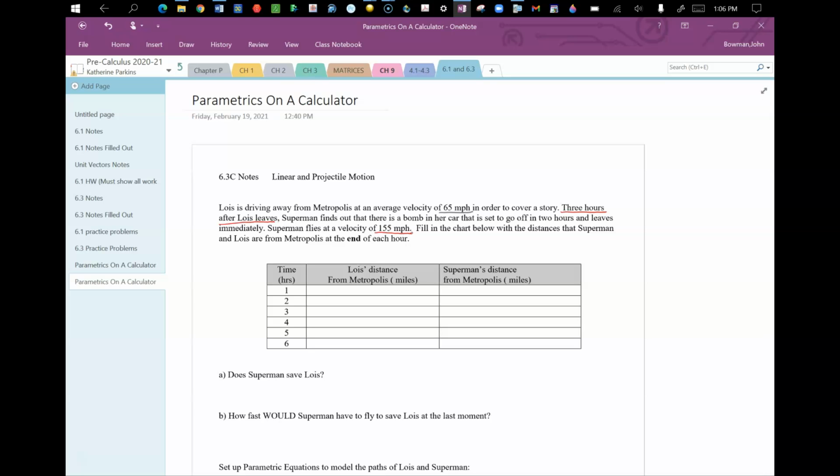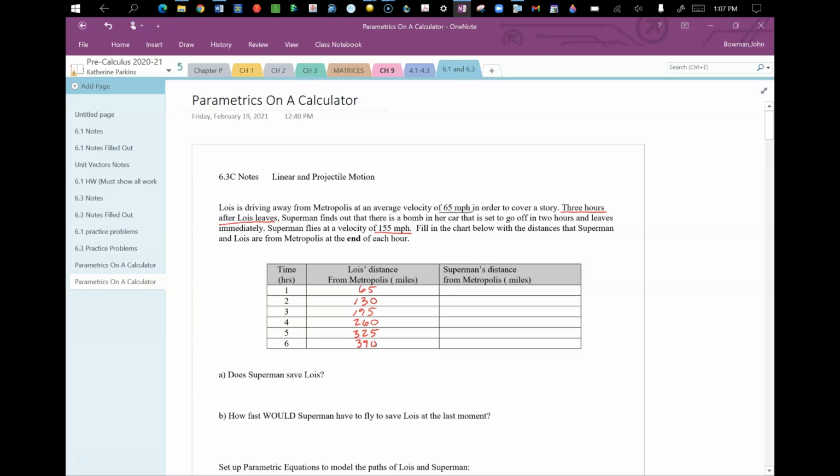end of each hour. So Lois, who is driving a constant 65 miles per hour, is 65 miles from Metropolis after 1 hour. She is 130 miles after 2 hours, 195 miles after 3 hours, 260 miles after 4 hours, 325 miles after 5 hours, and 390 miles after 6 hours.